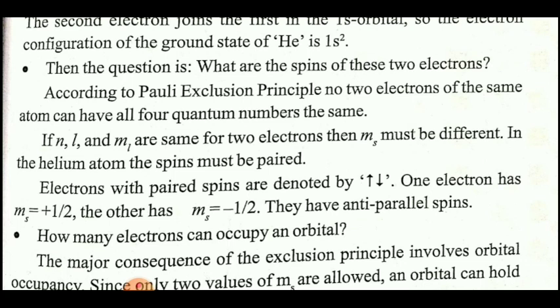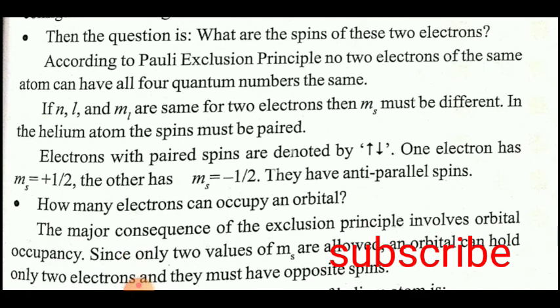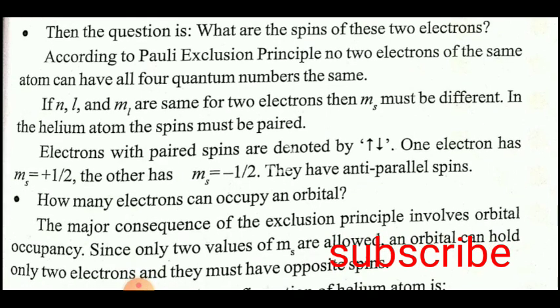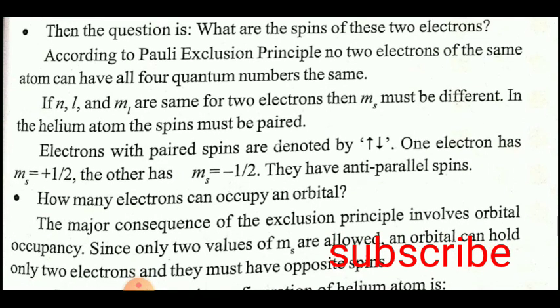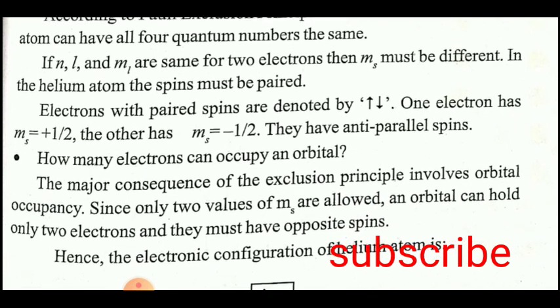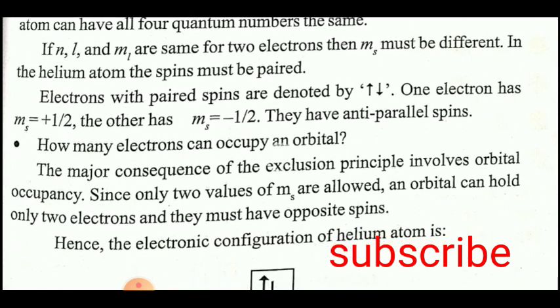That's why we can write their quantum numbers as n is equal to 1, L is equal to 0, ML is equal to 0, MS is equal to plus half for the first one. For the second one, n is equal to 1, L is equal to 0, ML is equal to 0, and MS is equal to minus half.